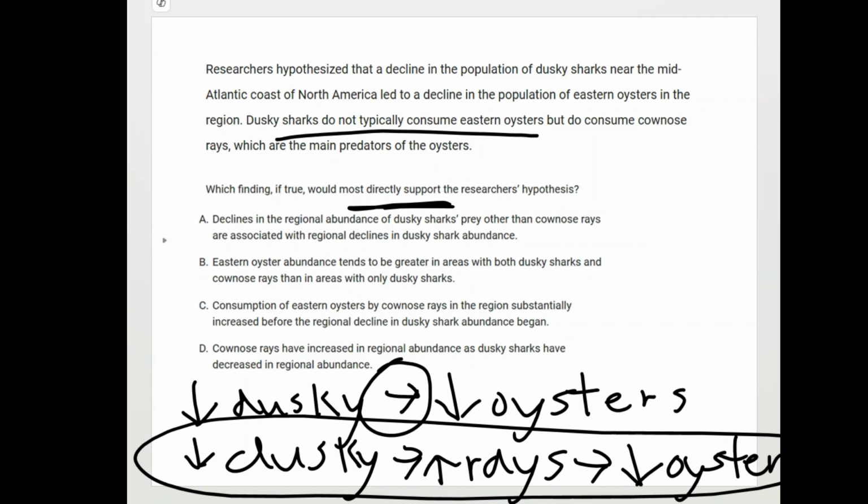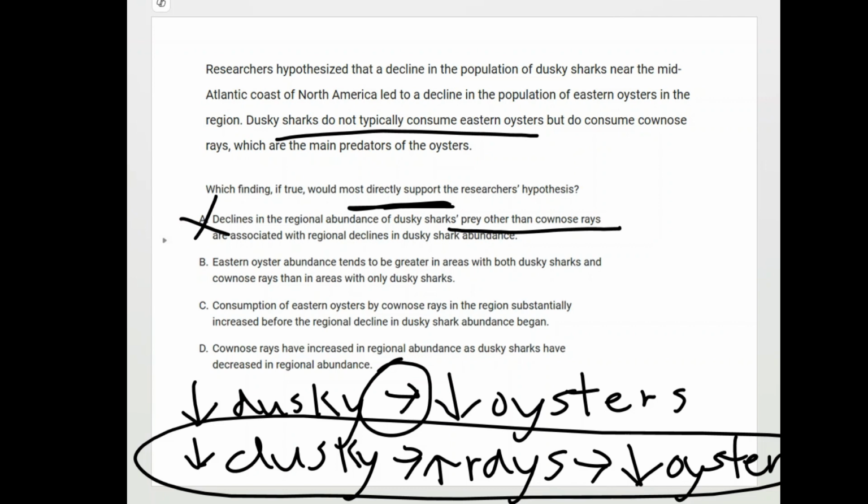A: Declines in the regional abundance of dusky sharks' prey other than cow-nosed rays are associated with regional declines in dusky shark abundance. Well, this passage talks about prey other than cow-nosed rays. That's brought up, it's not even in the passage here. So it's going outside of the passage. You're not allowed to do that on the SAT. It has to be strictly within the passage. That can't be right.